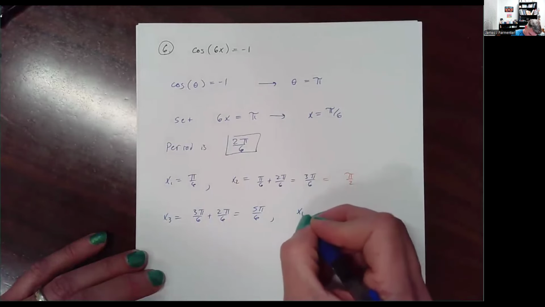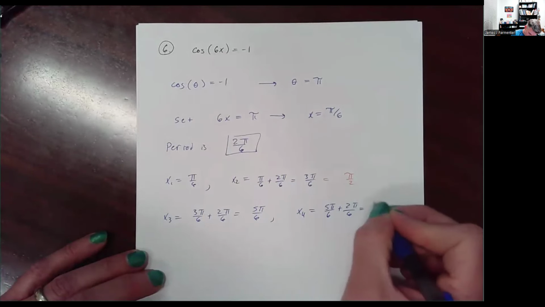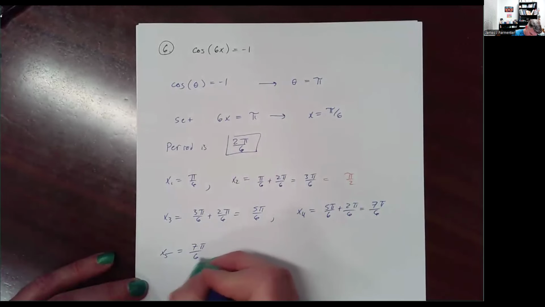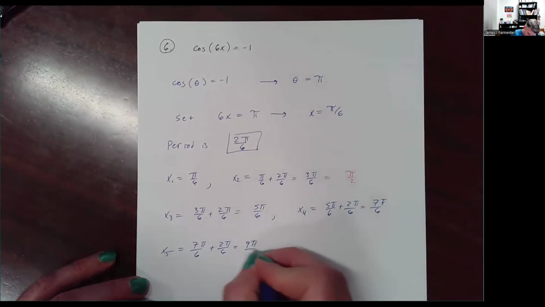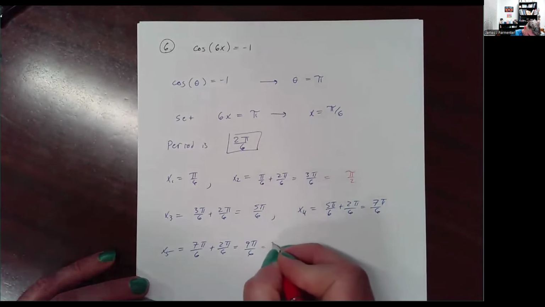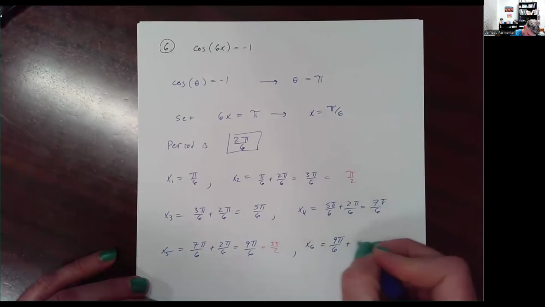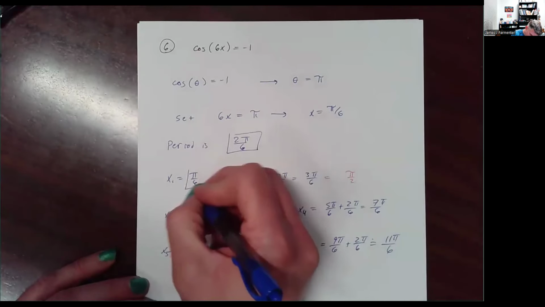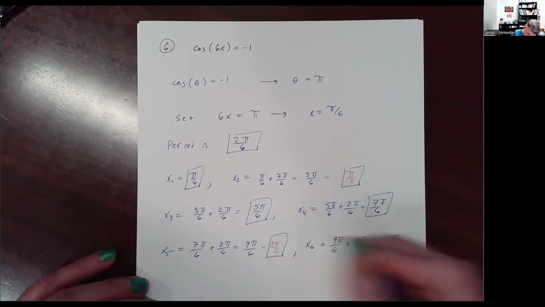My fourth answer is going to be 5 pi over 6 plus another period. A little bit tedious. My fifth answer is going to be 7 pi over 6 plus another 2 pi over 6. Right? Just keep adding the period on. I should reduce that to 3 pi over 2. And then finally, my last answer, my sixth answer, is going to be the previous answer, 9 pi over 6 plus another period of 2 pi over 6, or 11 pi over 6. And these are my 6 answers. Pi over 6, pi over 2, 5 pi over 6, 7 pi over 6, 3 pi over 2, 11 pi over 6.